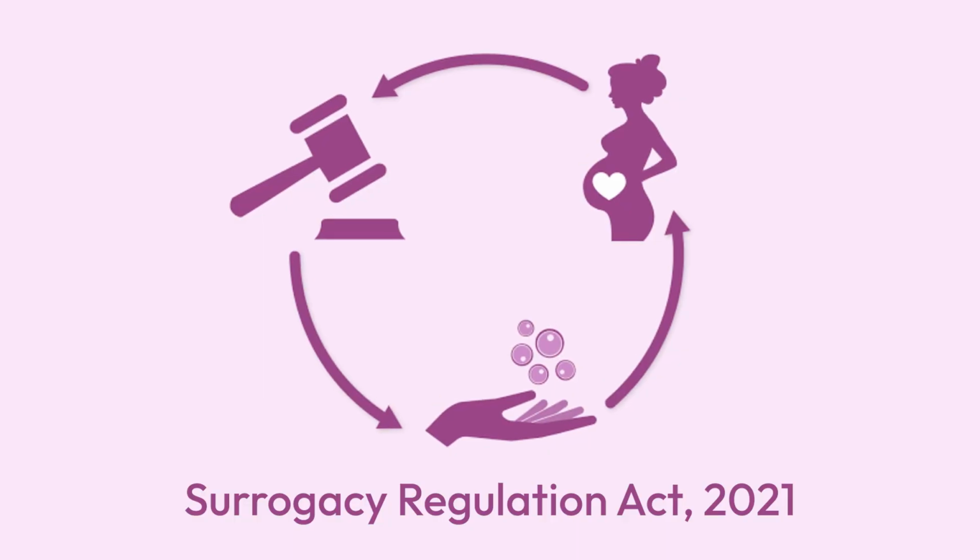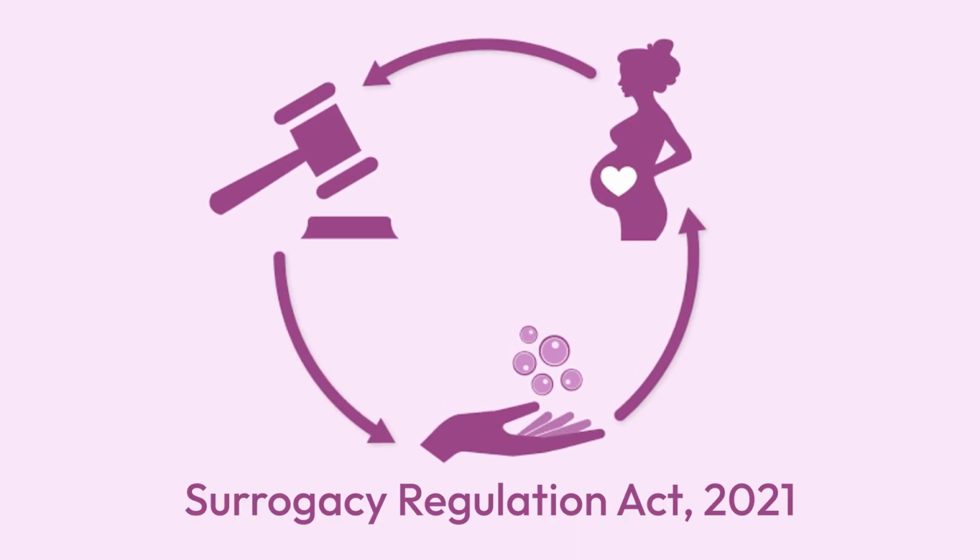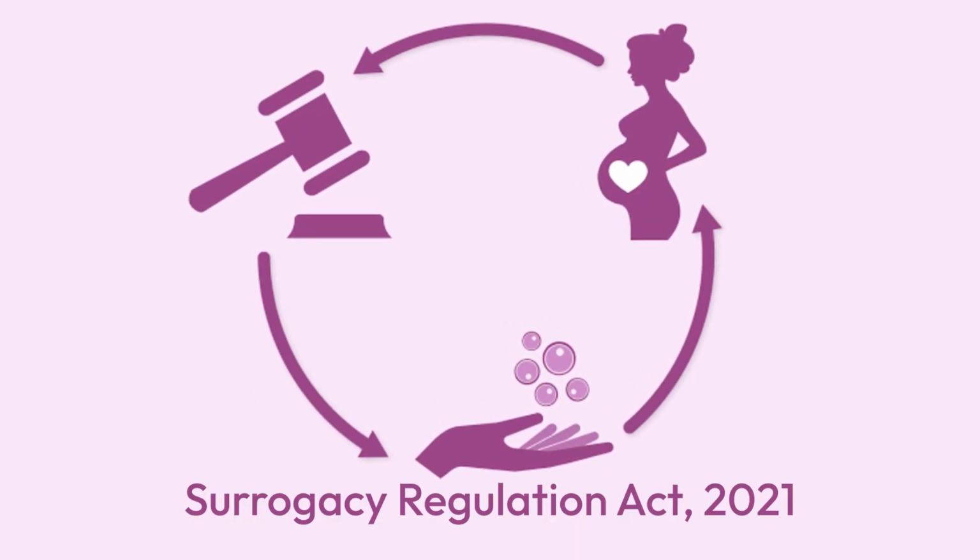Now, let us move on to the reason why government had to regulate surrogacy. Surrogacy was being made commercial and was being misused. Commercial surrogacy was being used for exploitative activities such as prostitution or selling of children or their organs. To counter this menace, on 25 December 2021, the Surrogacy Regulation Act received the President's assent. The salient features of the Act are as follows.